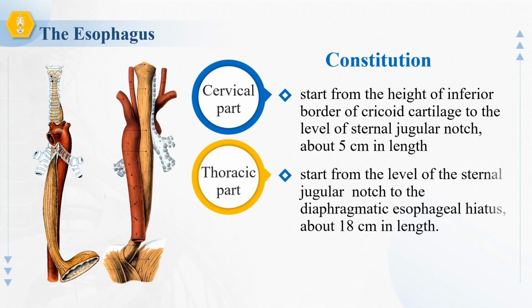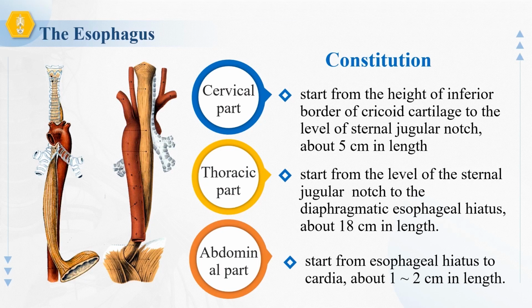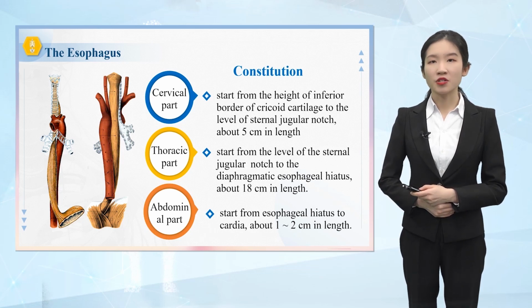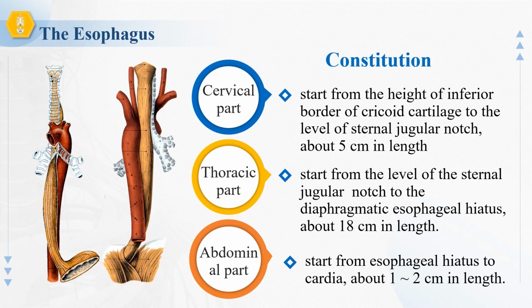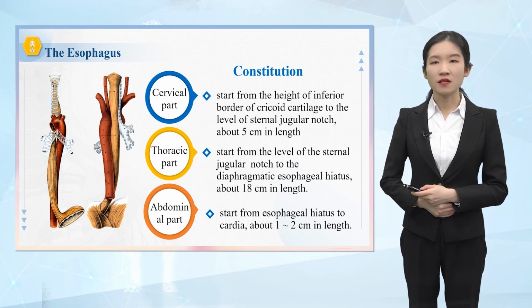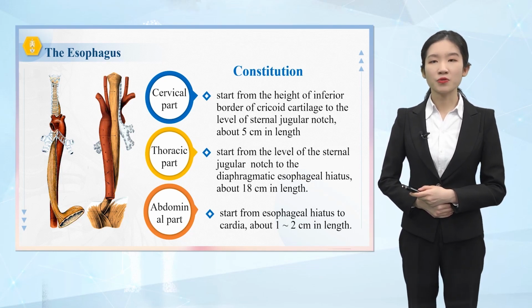It can be divided into three parts: the cervical part, thoracic part, and abdominal part. Cervical part starts from the height of the inferior border of the cricoid cartilage to the level of sternojugular notch, about 5 centimeters in length. The thoracic part starts from the level of the sternojugular notch to the diaphragmatic esophageal hiatus, about 18 centimeters in length. Abdominal part starts from esophageal hiatus to cardia, about 1 to 2 centimeters in length.